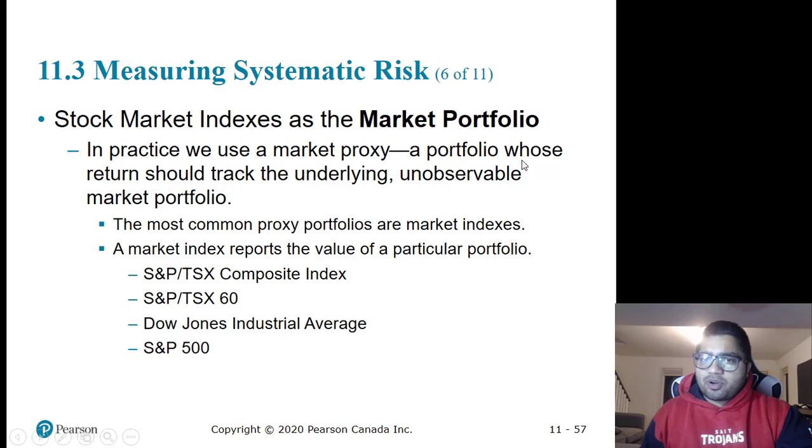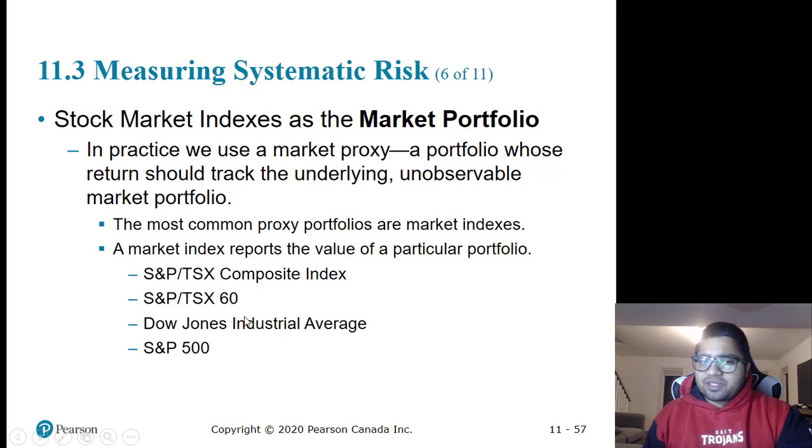We use a market proxy, a portfolio whose return should track the underlying unobservable market portfolio. The most common proxy portfolios are market indexes. The market index reports the value of a particular portfolio. So a market index can be the S&P TSX Composite Index, which covers around 250 stocks, and it covers 85% of all listed companies in Canada.